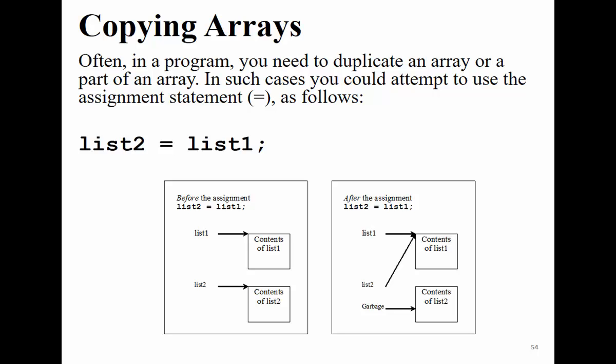And what happened to the content of list 2? It goes to the garbage. No one can access it anymore. So make sure it is clear in your mind that whenever you are trying to copy an array, avoid using the equal sign, the assignment statement. The assignment statement will end up making two references pointing to the same array, as you can see. Any questions?